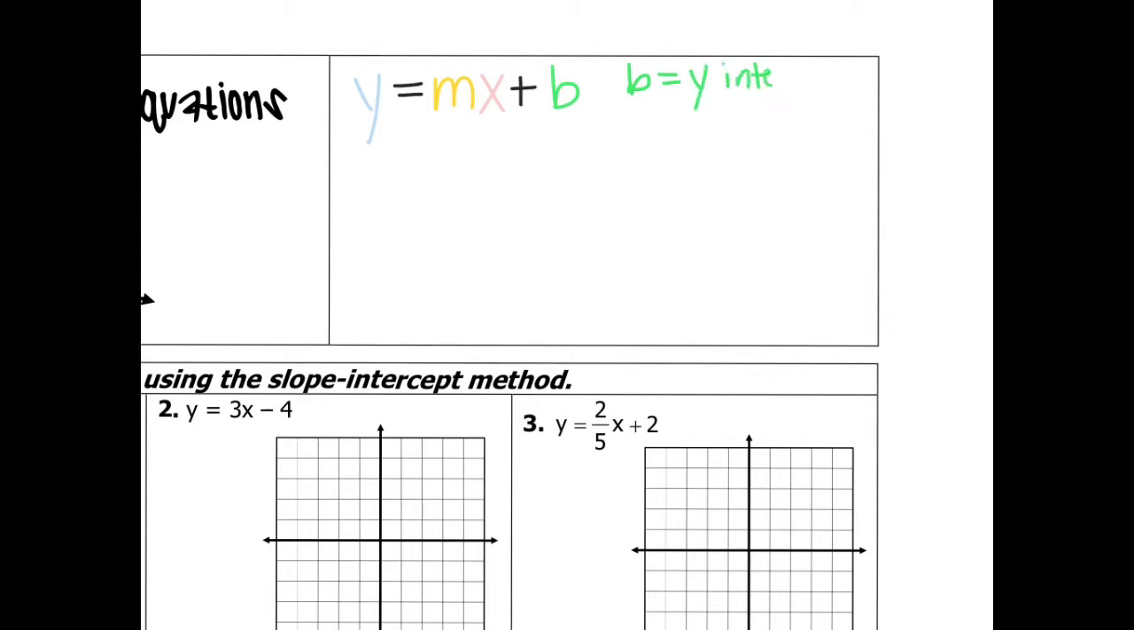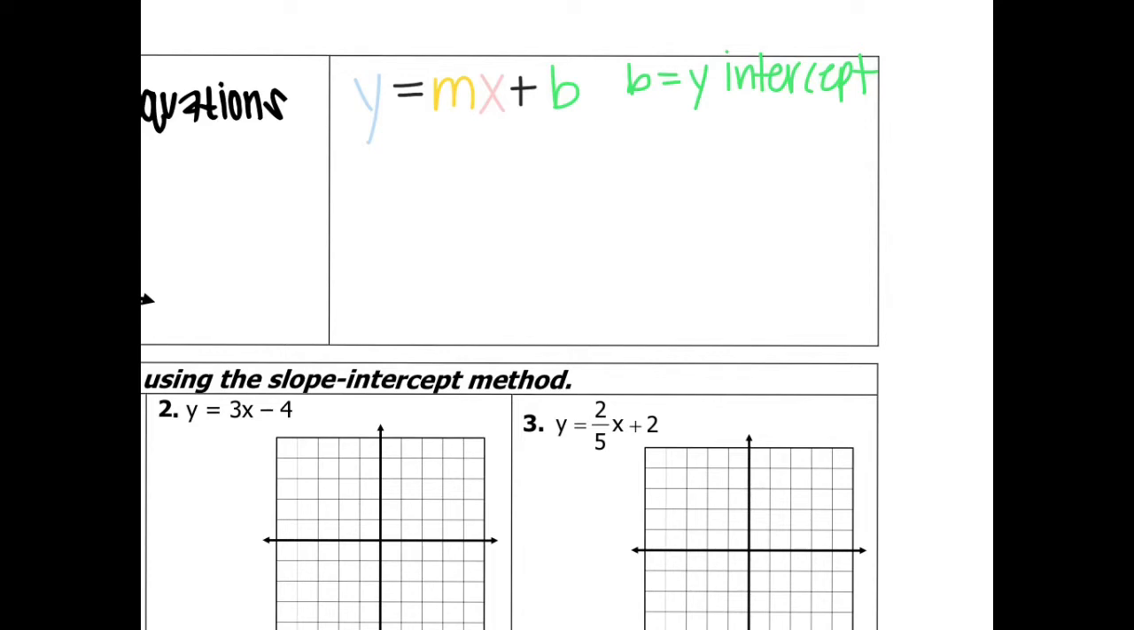And intercept sounds enough like the word intersection. That should help you remember that it is the point where your line intersects the y-axis. So y equals mx plus b is the format that some of our equations are given to us in.